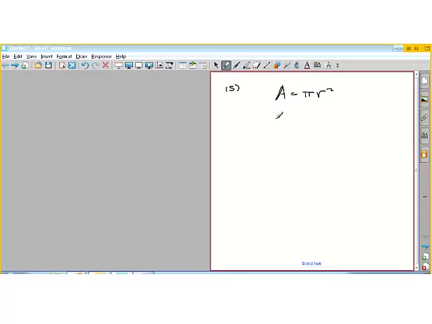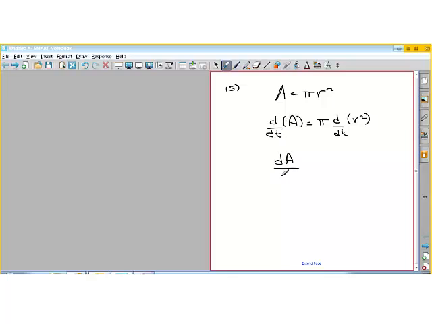So that is that. Now we're going to again take the derivative with respect to time. That's what we do in this section. So we take the derivative with respect to time of A is equal to pi times the derivative with respect to time of r squared. Notice I pulled the pi out because I could have done d/dt of pi r squared, but pi is a constant, so that comes outside. We don't have to worry about it. Well, we have to worry about it because it's there, but we don't have to take the derivative of it.